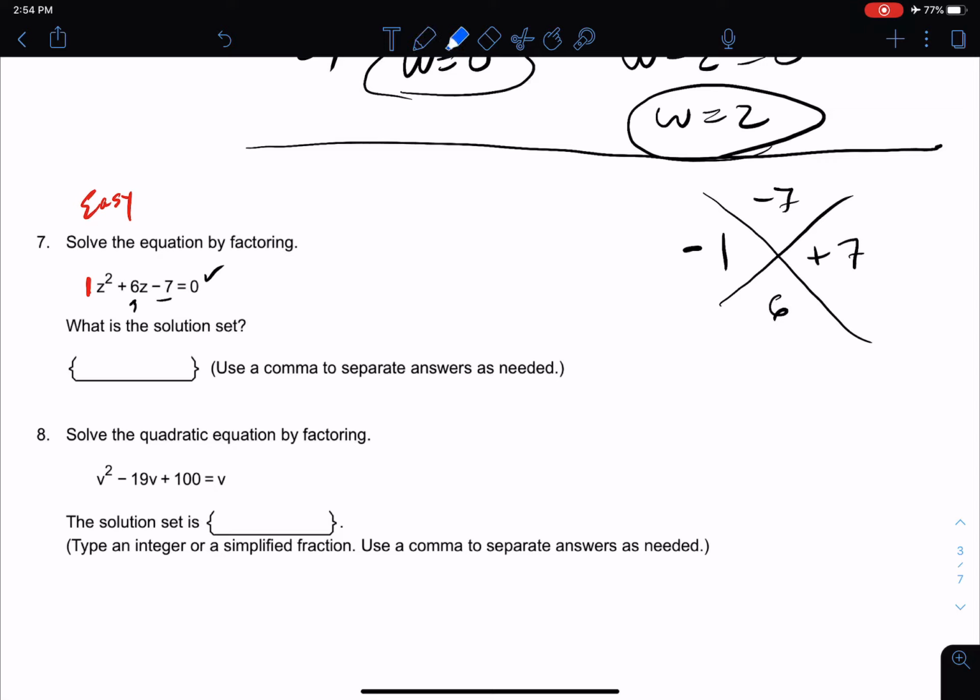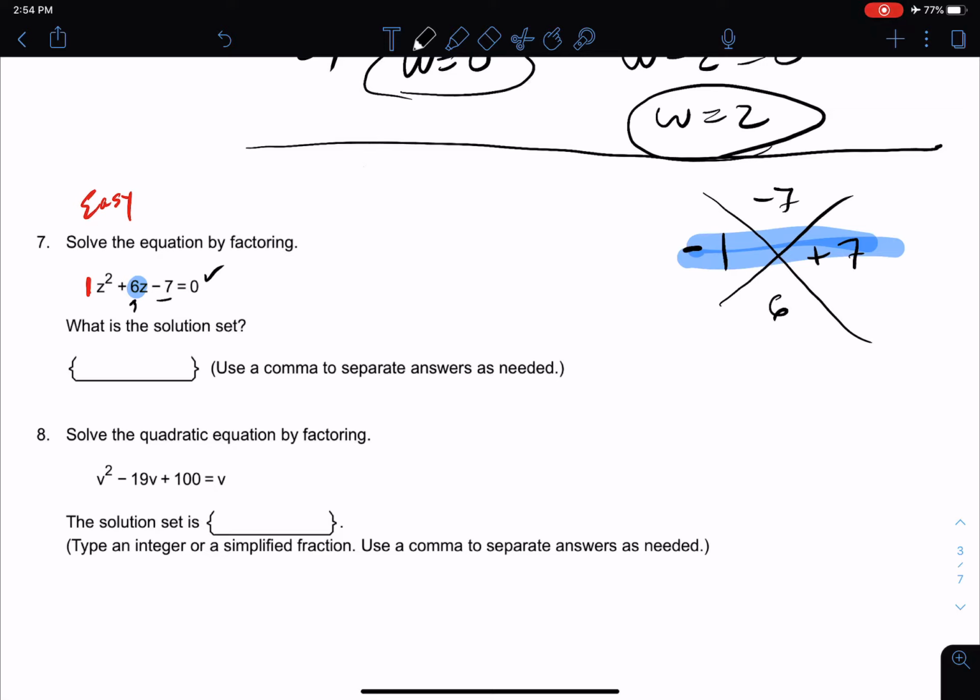So these two numbers are my target numbers that will replace 6z, right? Because it adds up to 6z. So now my new equation, so let me show my work a little bit more. We got z squared plus, you know, I'm making this hard. I just told you it was going to be easy.